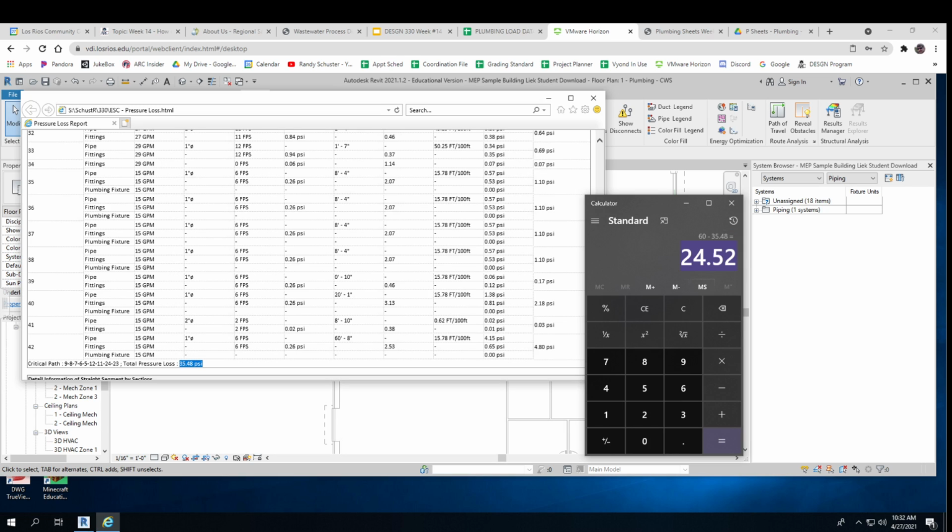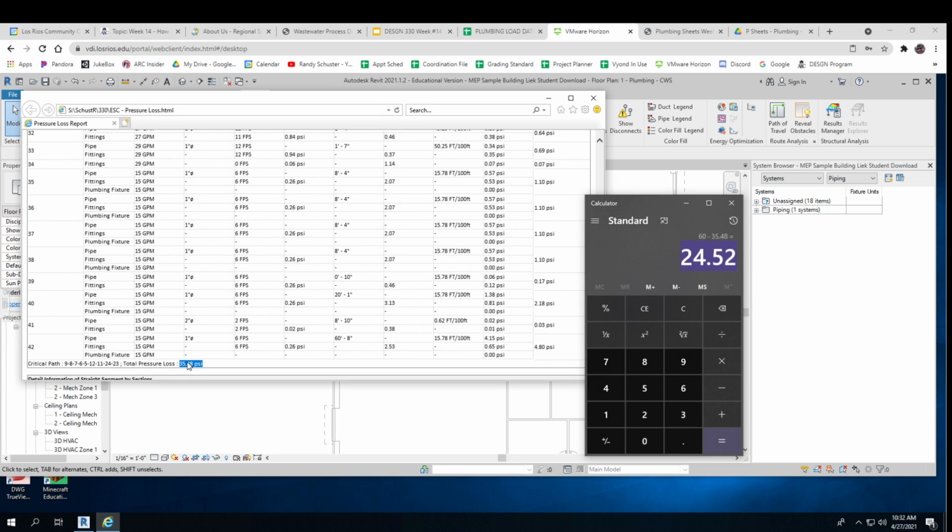If I fell below 22.5, if I lost too much pressure, I'd have to do something. Shorten my pipes. Put in something that doesn't lose so much pressure. Put in a bigger pipe so that it doesn't lose so much pressure. There's all sorts of things I could do to fix that. You don't have to worry about that.